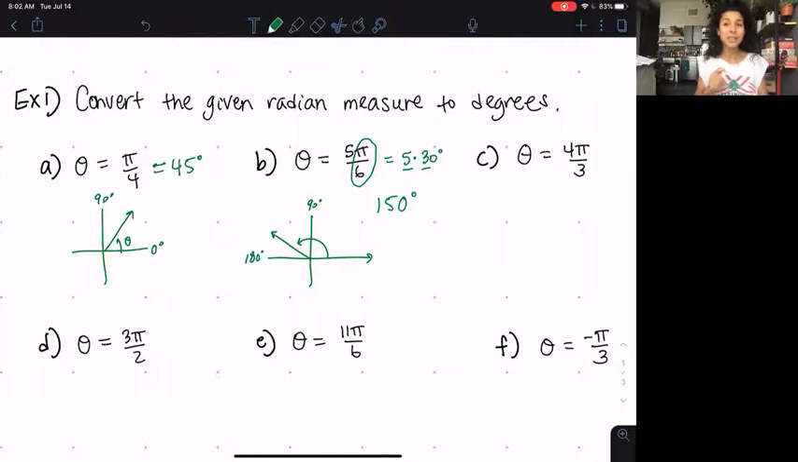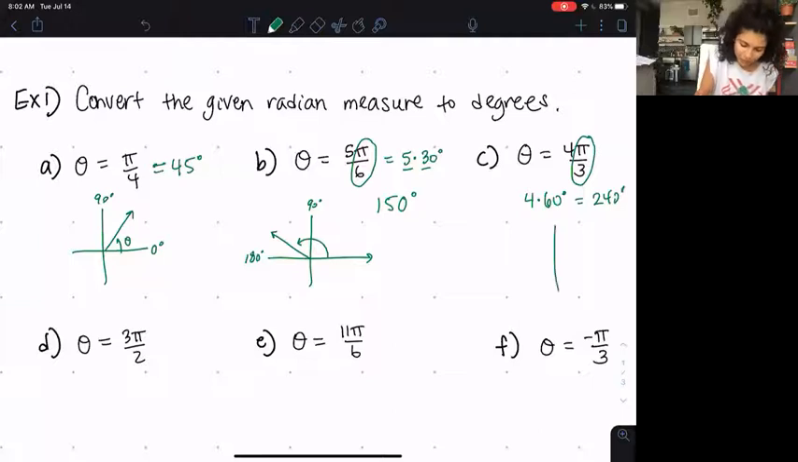So did you see what we did? We circled what we knew, we multiplied it by the leftover number. Let's try that again for C. So what do we know here? Well, I know pi over 3. Pi over 3 is actually 60 degrees. So we have 4 times 60 degrees, which is 240 degrees. So we're going to graph that.